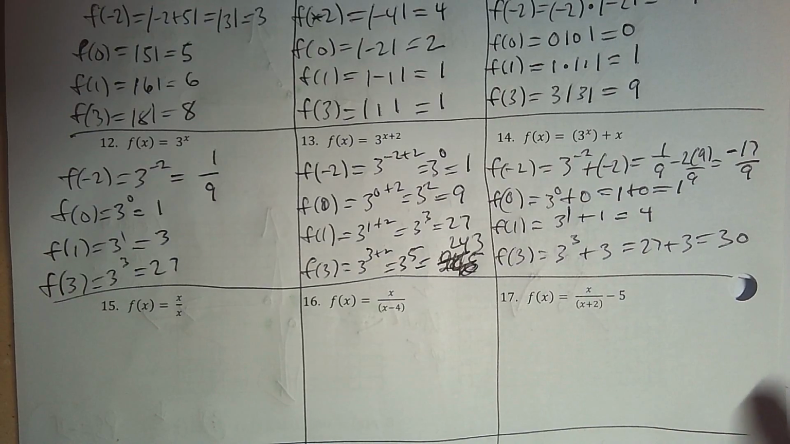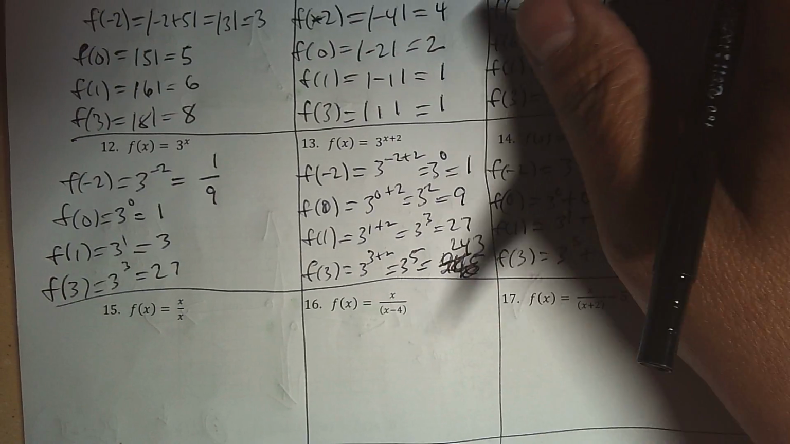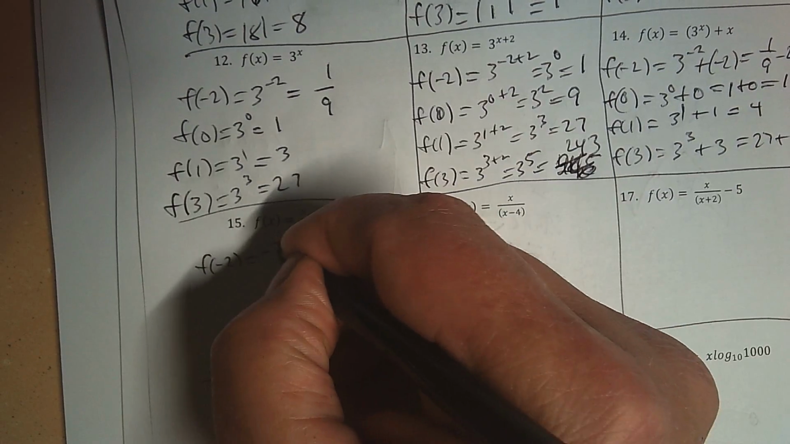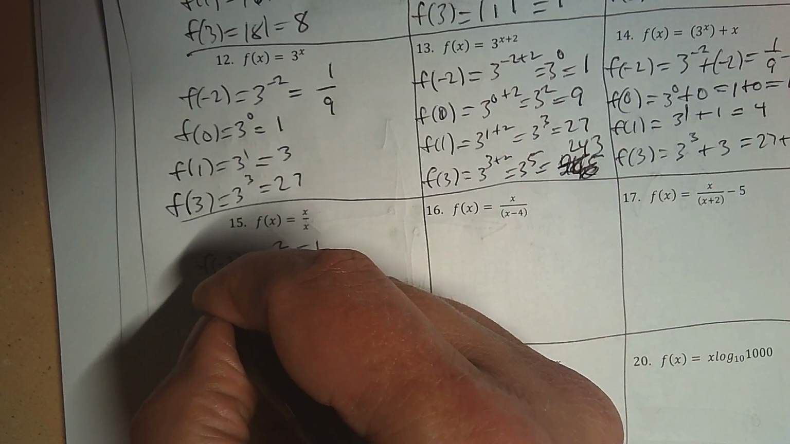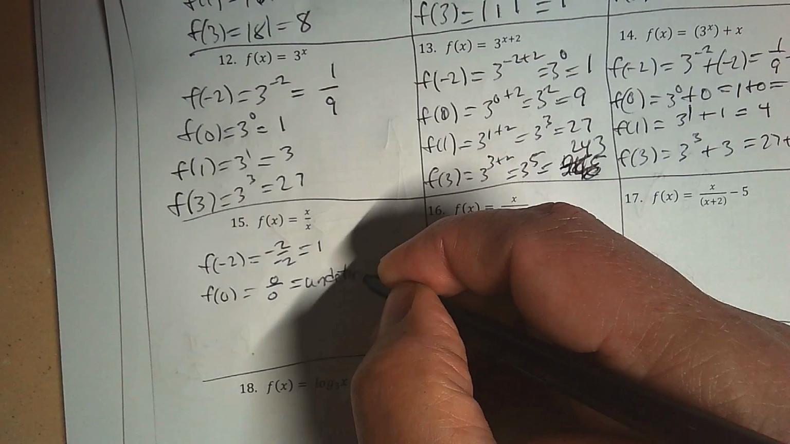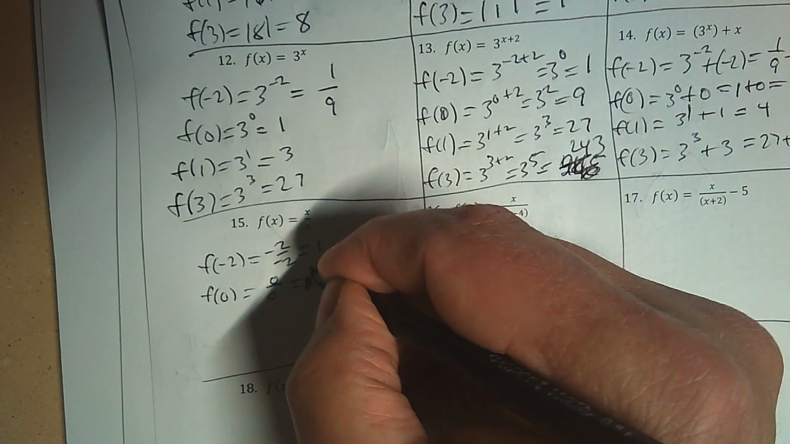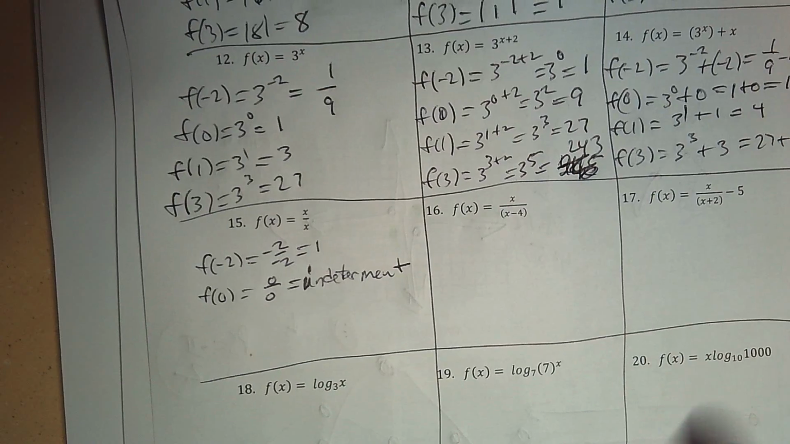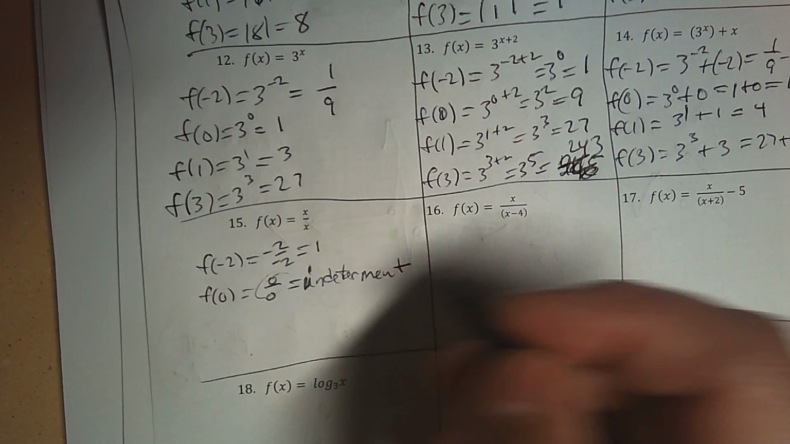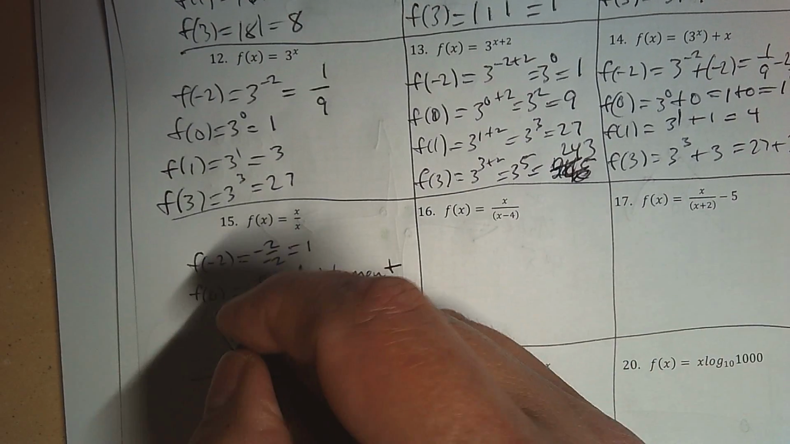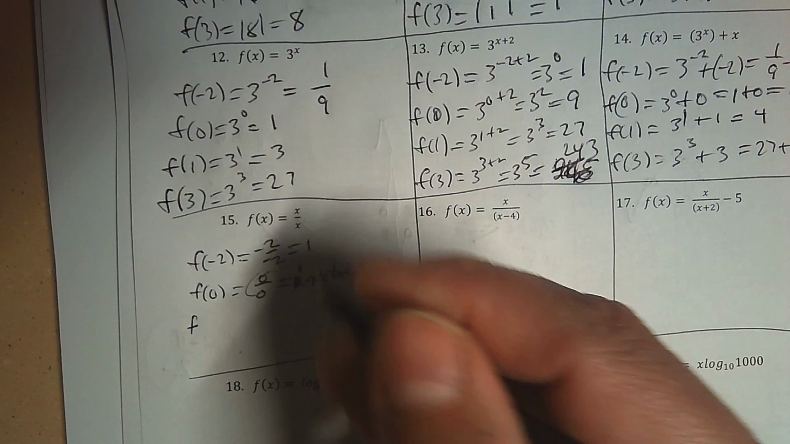It's good practice. 15, x divided by x. Well, if you take any number and divide it by itself, it's always going to equal 1 unless it's 0. Now, when it's 0 divided by 0, we're going to call this indeterminate, which means, I don't know. Nothing divided by nothing. It's not undefined. It's like, I don't know what nothing divided by nothing is. It's special.